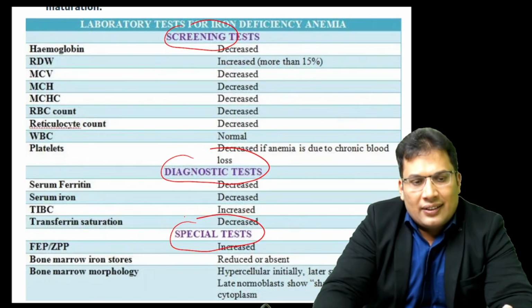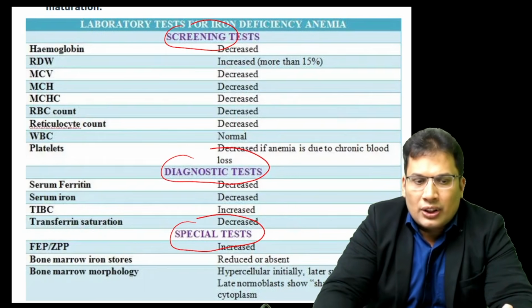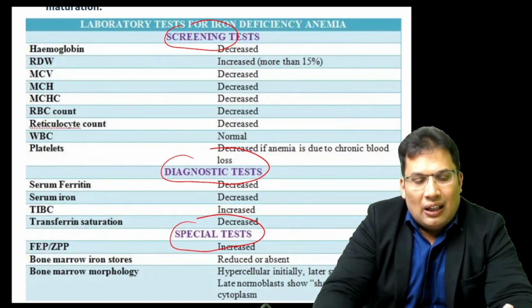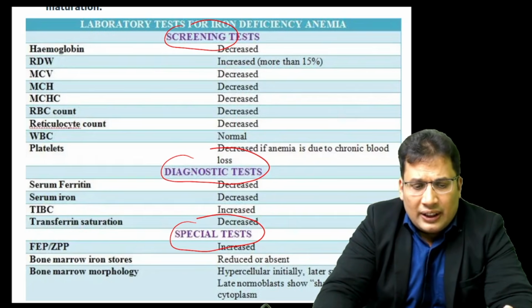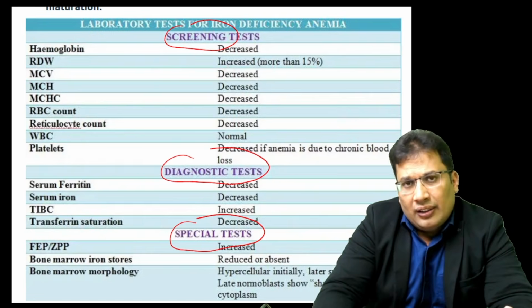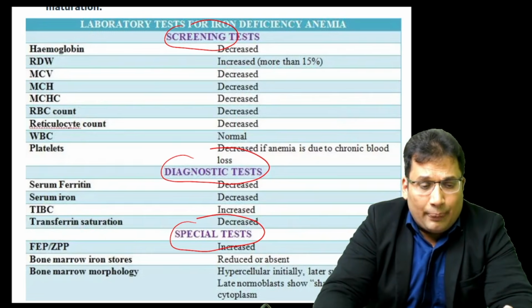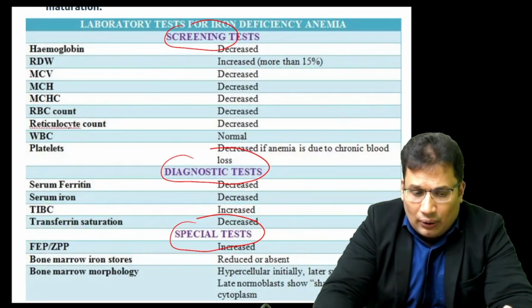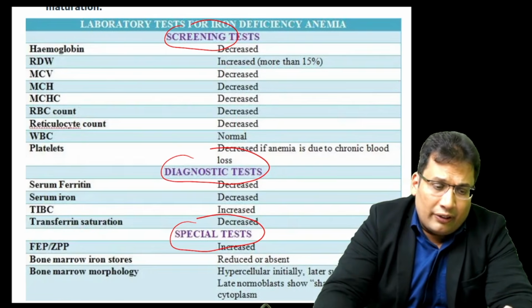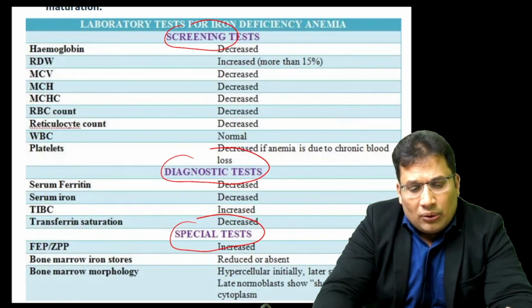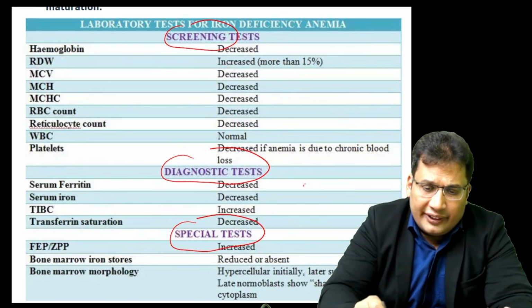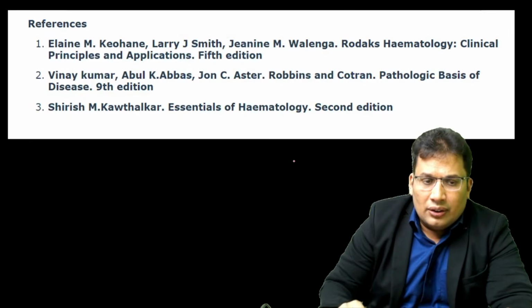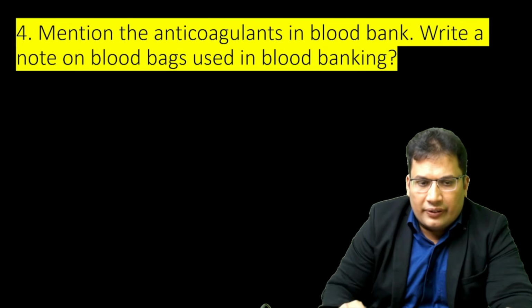So what are screening tests? Hemoglobin, RDW, MCV, MCH, MCHC, RBC count, reticulocyte count, WBC, platelets, and all. Diagnostic tests are basically serum ferritin, serum iron, TIBC, that is the total iron binding capacity, transferrin saturation, and all. Special tests like for example FEP, ZPP, bone marrow iron store, and bone marrow morphology. So if you write this table, you will get at least 3 out of 5. Again, it is taken from Robbins.